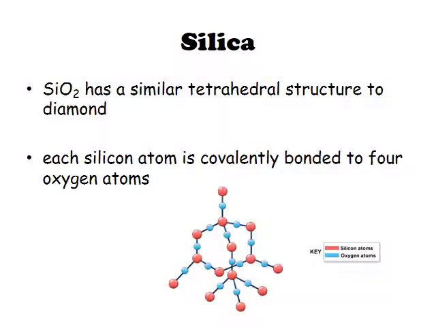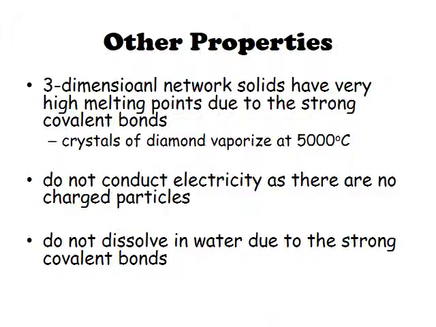So finally, looking at silica, silicon dioxide has a similar tetrahedral structure to diamond. However, in this case, each silicon atom is not covalently bonded to another silicon atom. It's covalently bonded to 4 adjacent oxygen atoms. So this means that 3-dimensional network solids have a very very high melting point due to the strong intra and intermolecular covalent bonding. For example, crystals of diamond will vaporize at about 5,000 degrees Celsius.